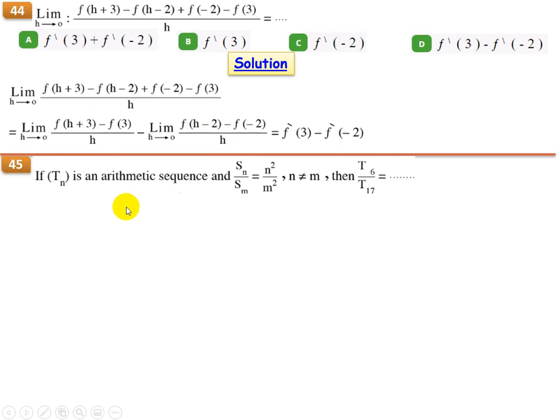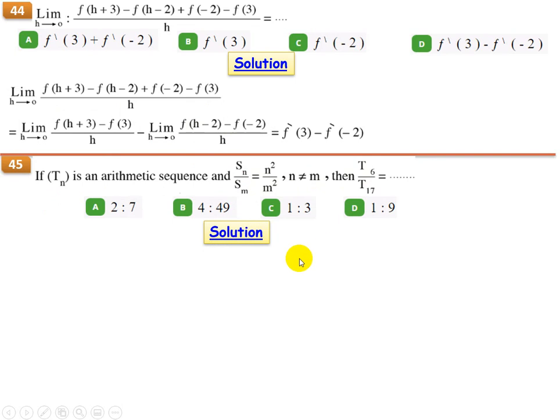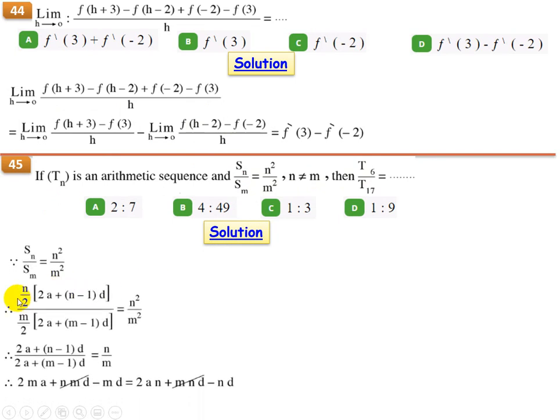Question number 45. If Tn is an arithmetic sequence, Sn over Sm equals n squared over m squared, where n doesn't equal m, then T6 over T17. Sn is n over 2 times (2a plus (n minus 1)d), Sm is m over 2 times (2a plus (m minus 1)d), equal to n squared over m squared. Cancel n with n, 2 up and down, m with m. So (2a plus (n minus 1)d) over (2a plus (m minus 1)d) equals n over m.